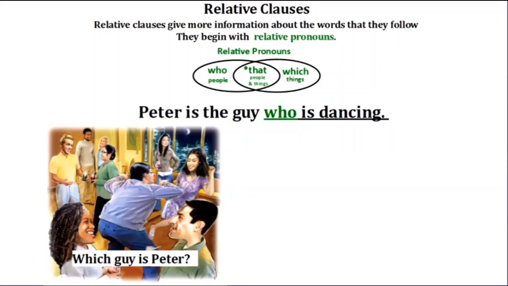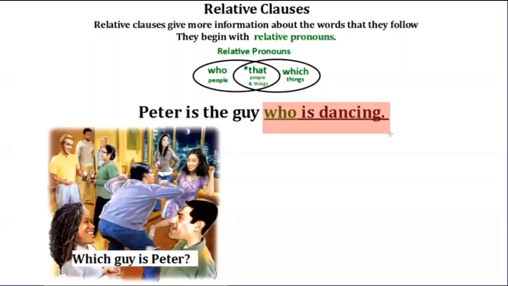Who is dancing? All right, that's a relative clause. Now, what type is it? Is it subject or object? Subject. And now, what do you think would happen, guys, if I eliminate this part right here?